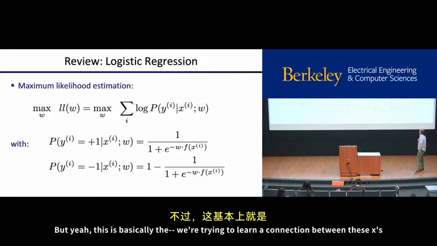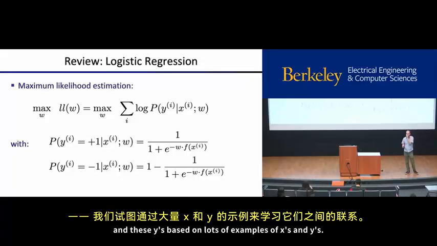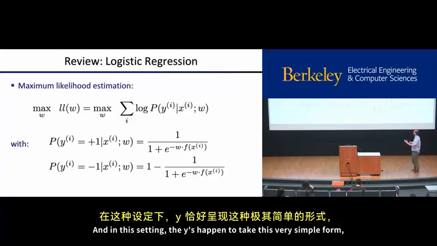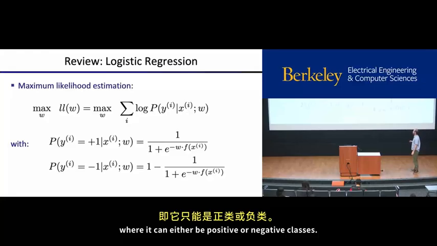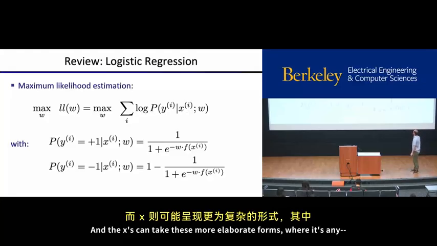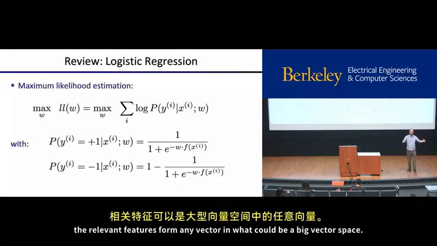But yeah, basically we're trying to learn a connection between these x's and these y's based on lots of examples of x's and y's. And in this setting, the y's happen to take this very simple form where it can either be positive or negative classes, and the x's can take these more elaborate forms where the relevant features form any vector in what could be a big vector space.